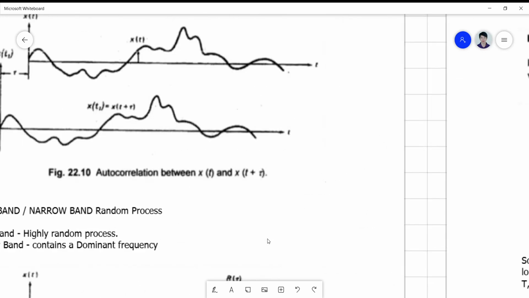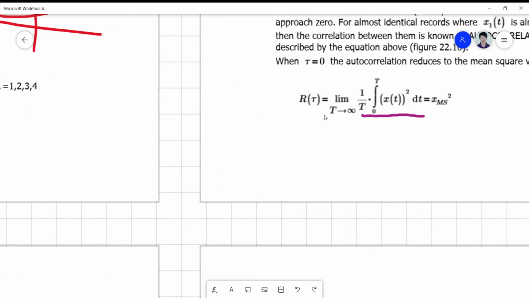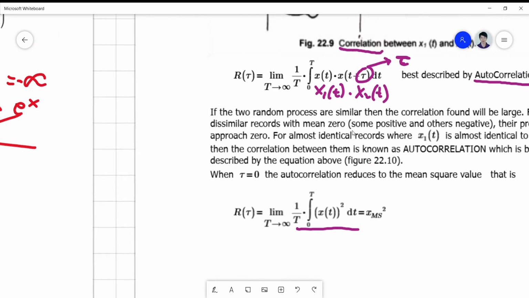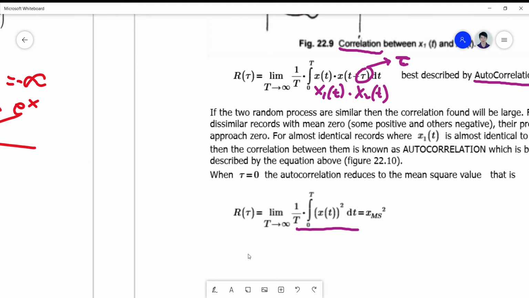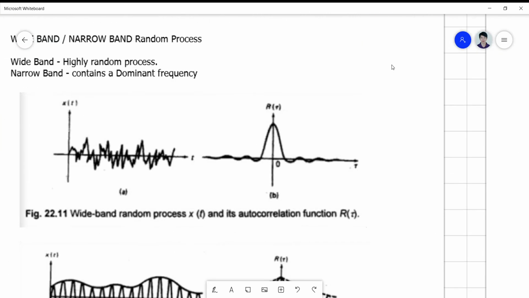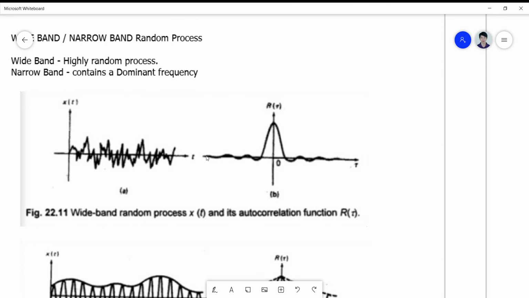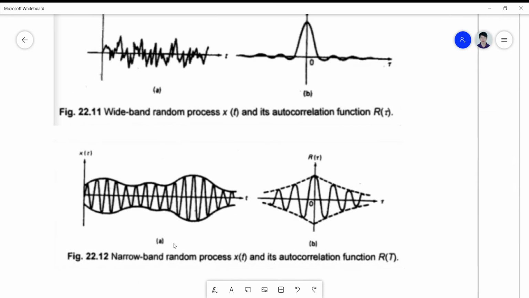So if I will plot now the equation R of tau in this regard, merong tau dito, no? Okay, I will get a similar graph such as this if my data is highly randomized. Okay, so for a narrow band in which there is a dominant frequency, ayan, no? Hindi na, parang may pattern na siya, no? Meron ka na nakikita na pattern, frequency, ayan, di ba?